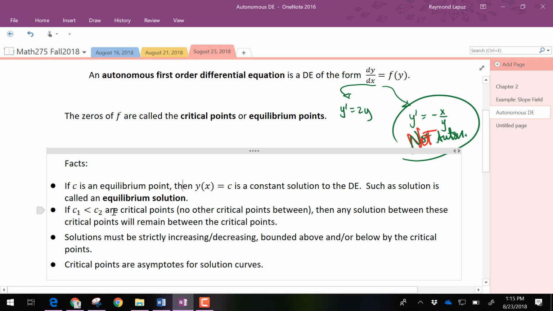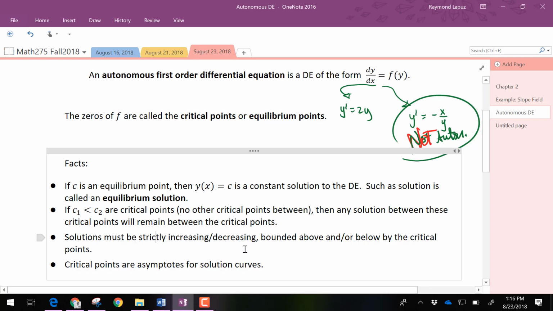If C1 and C2 are critical points and there are no other critical points in between, then any solution between these critical points will remain between these critical points. In other words, you're not going to have any solutions that would jump up higher than the critical point and come back down. So your graphs are always going to be between them.